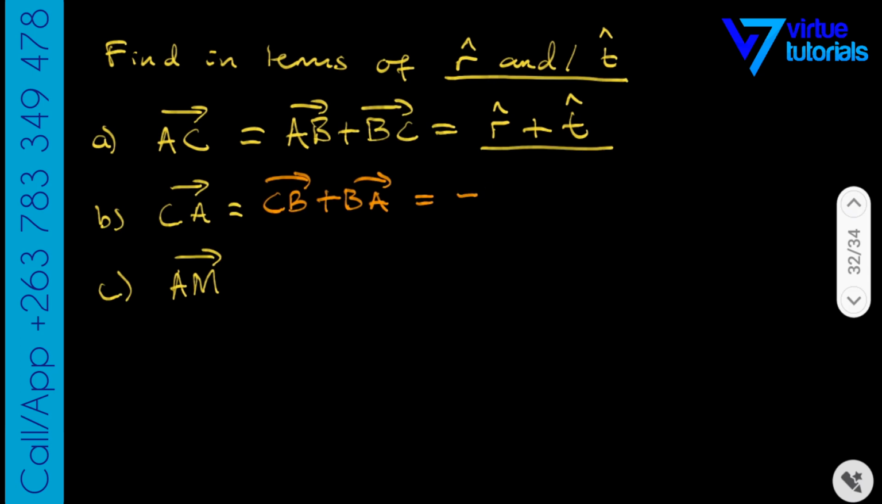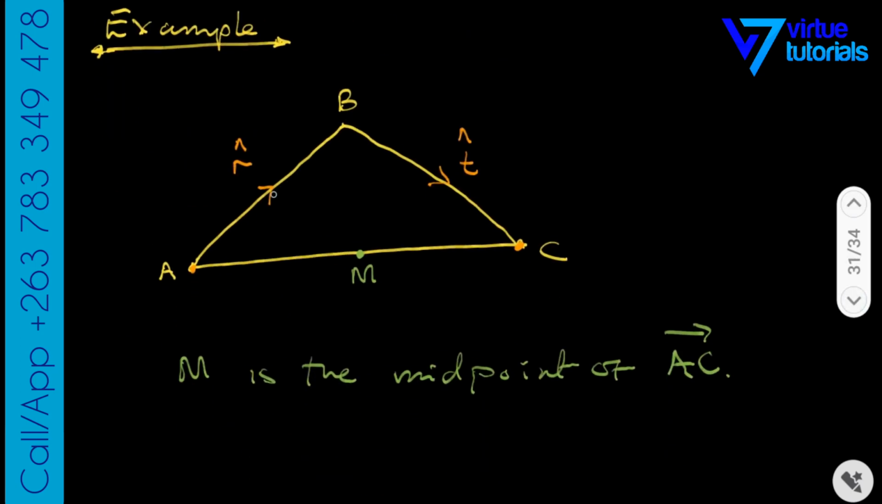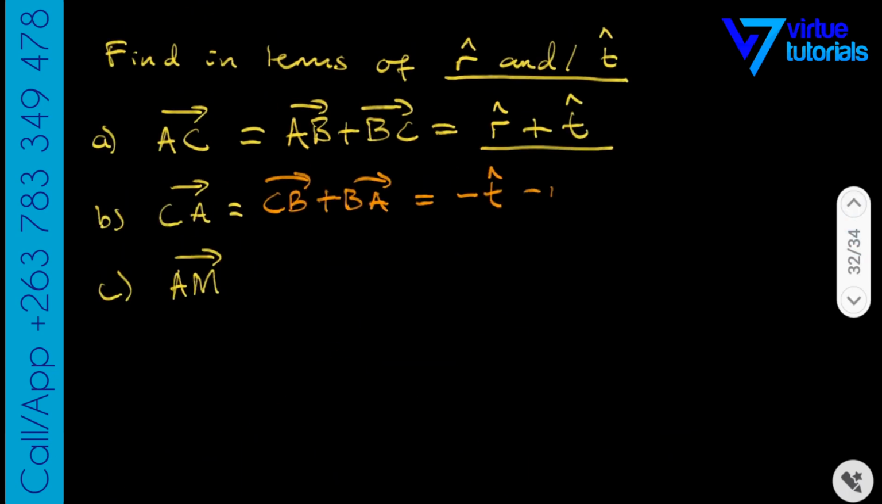So that's going to be minus T. And then when I move from B to A, I'm doing the same thing. I'm opposing this arrow. As I oppose this arrow, I now need to introduce a minus. So that's a minus R. So as you can see, C to A is minus T minus R.